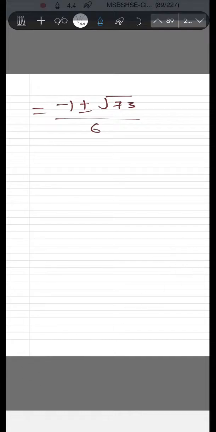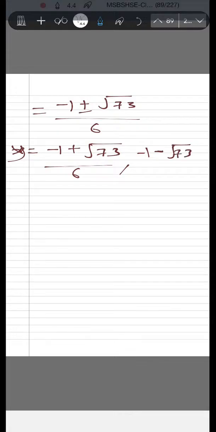Okay, we are not able to solve it any further. Why? Because what can I do with this 73? It is not coming from any perfect square, so how can we simplify it? Therefore the solution is that y value is equal to minus 1 plus square root of 73 upon 6, and another value is minus 1 minus square root of 73 upon 6. That's it.